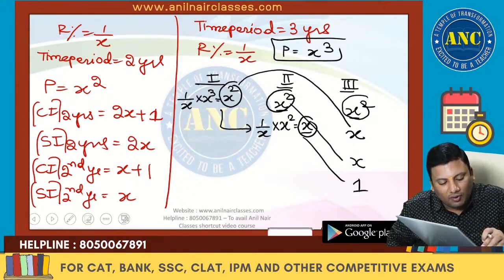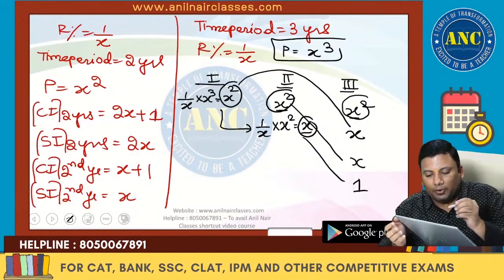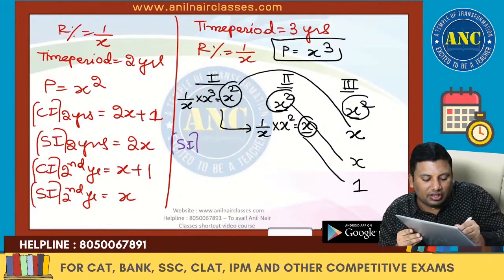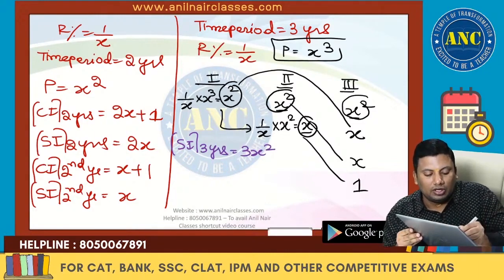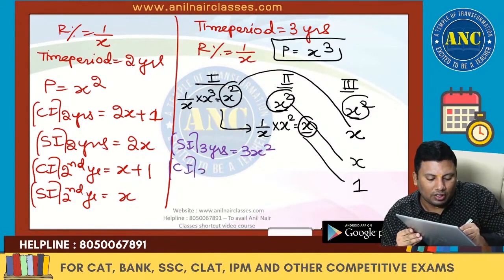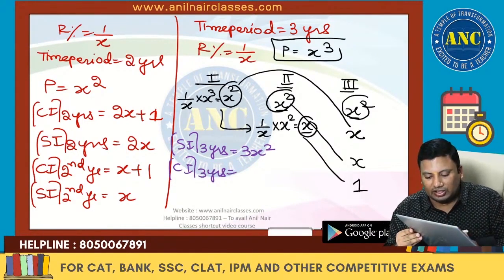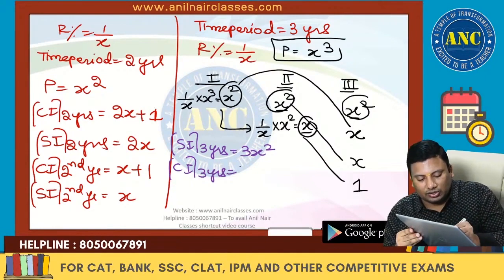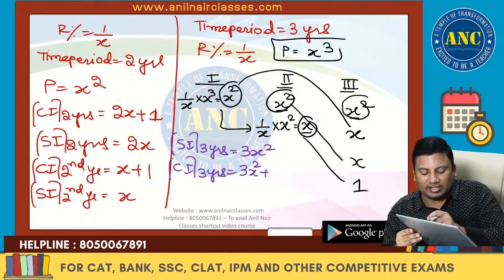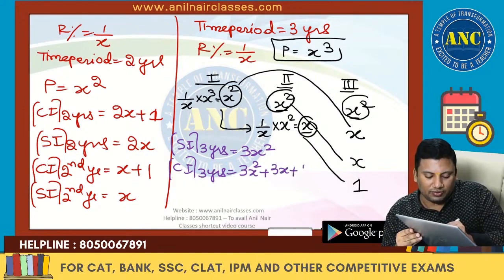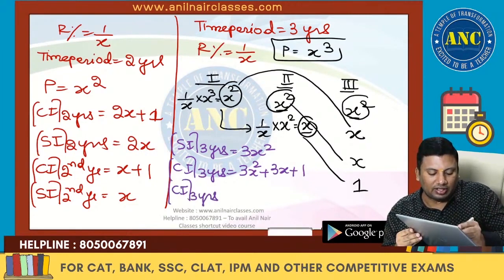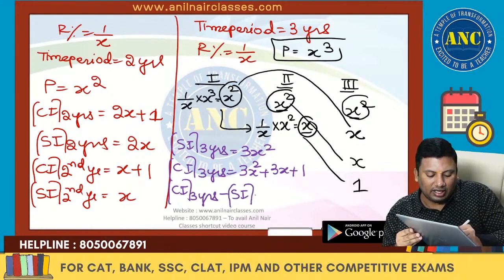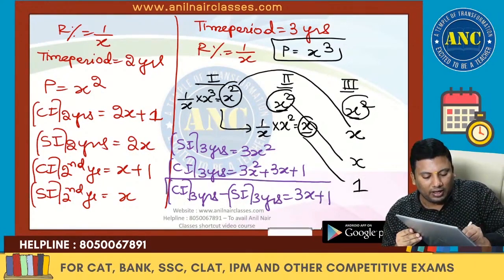Now see here. Now a very, very important key point. SI for 3 years will be 3x square. CI for 3 years is x square, x square, x square, 3x square plus x, 3x plus 1. CI for 3 years minus SI for 3 years, which is 3x plus 1. Please make a note, sir.